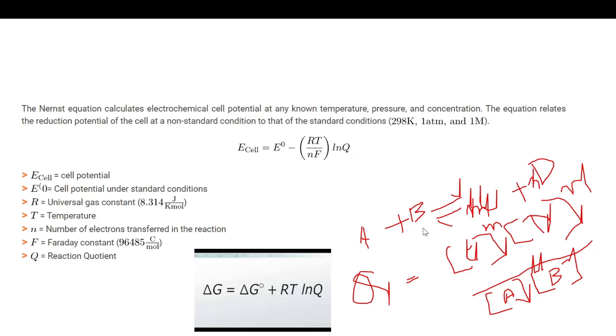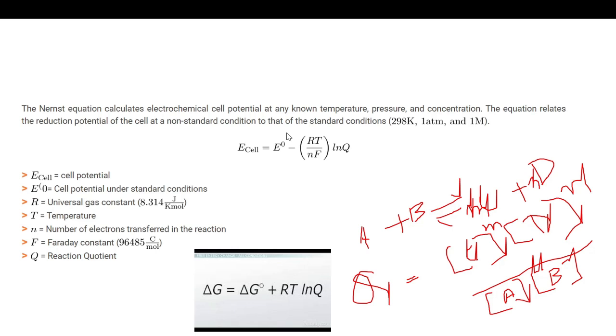If your reaction is A plus B giving C plus D, and the coefficient of C is M and the coefficient of D is N, the reaction quotient will be the product of the concentrations of your products, C and D, each to the power of its stoichiometric coefficient, divided by the product of the concentrations of your reactants. Once you find this value, you put it in this equation to get the electrochemical potential.